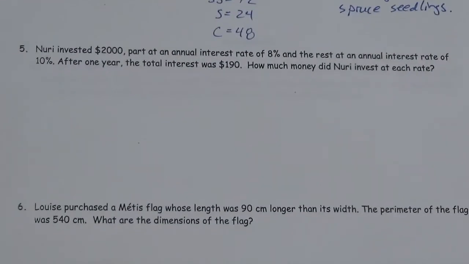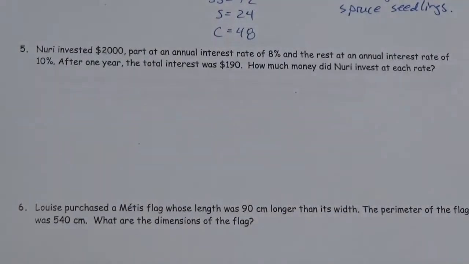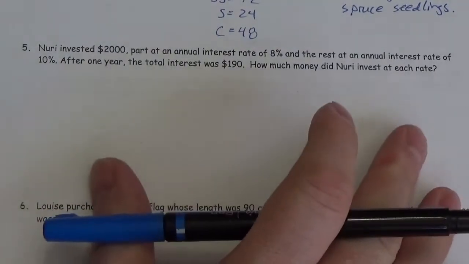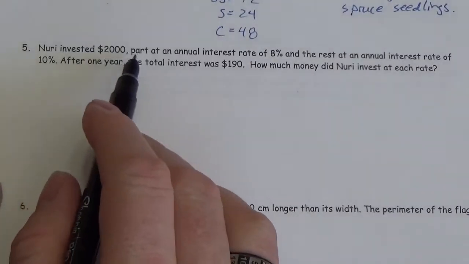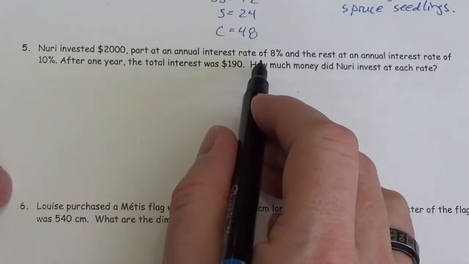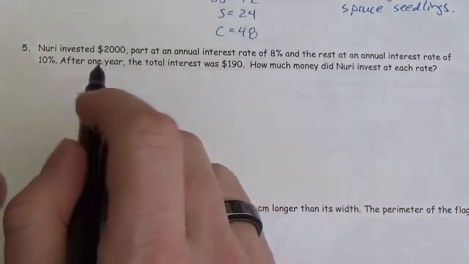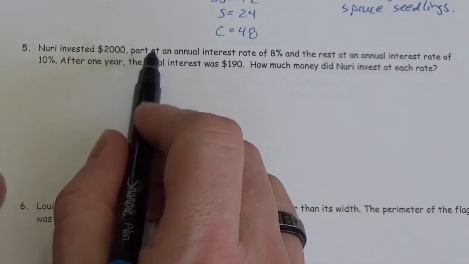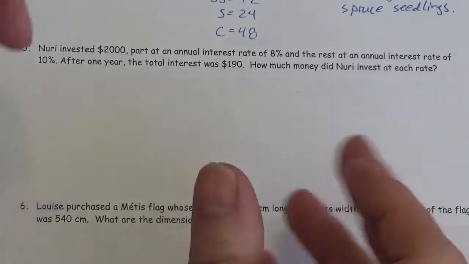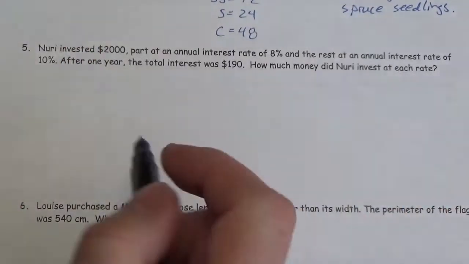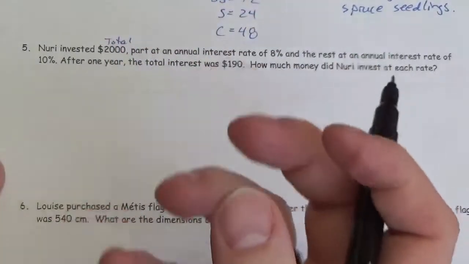Okay, now this next question looks to be an investment question, and I know that some of you are going to have to give it a little bit more thought as you build the equations here. So what do we got here? We got Nuri invested $2,000, part at an annual interest rate of 8% and the rest at an annual interest rate of 10%. Now, without knowing much more about this, as soon as I say part, I know that I'm splitting that 2,000 up into two amounts here. So there's an equation right there. I've got two different amounts that I know are going to add up to 2,000. So this is a total. So there's an equation being applied there.